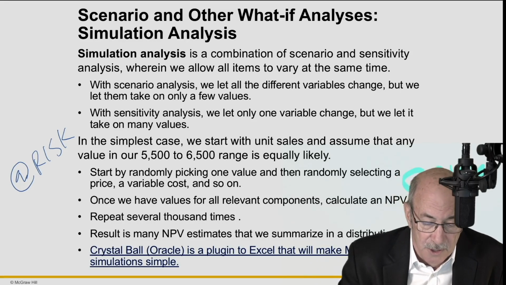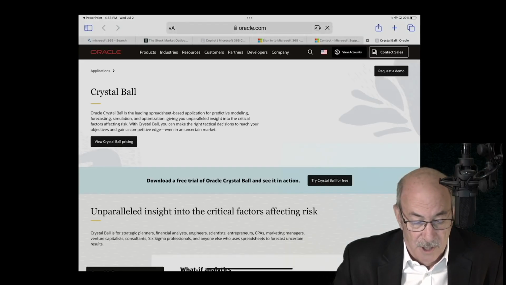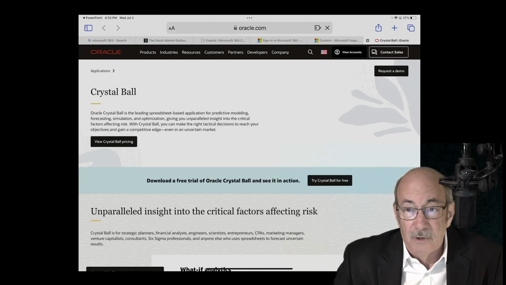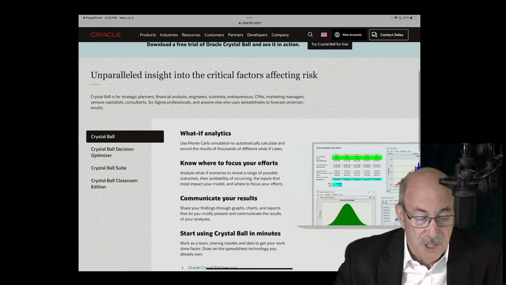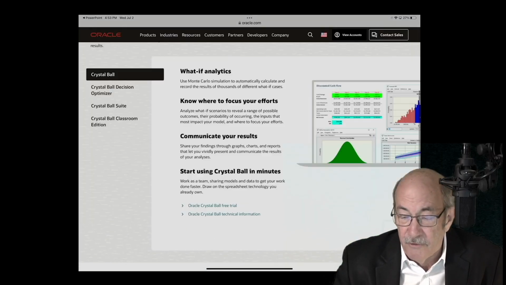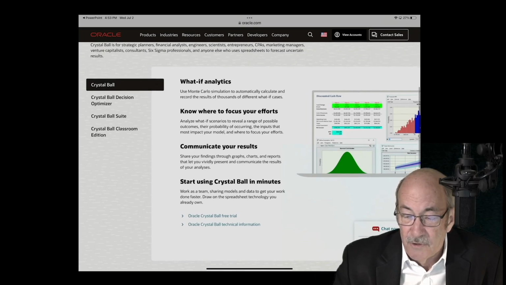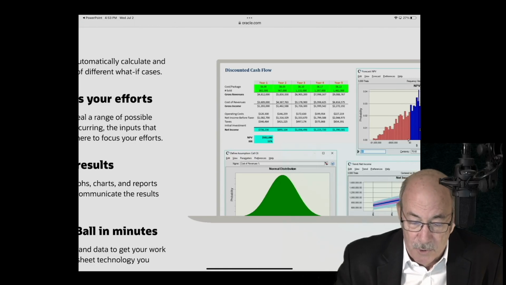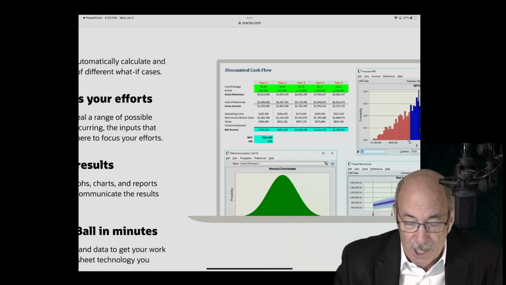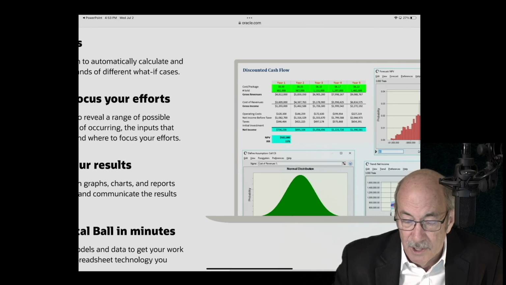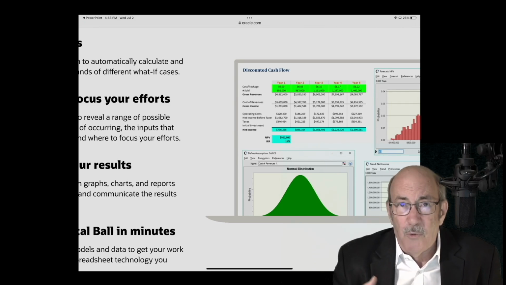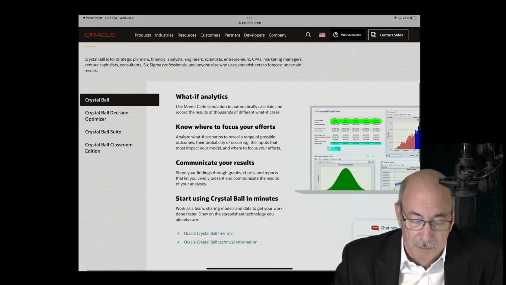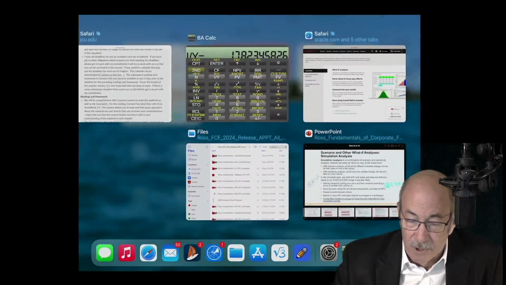This Crystal Ball is a little less expensive, and you can go to the website and look at it. You can actually download a trial copy of it. But this is the sort of look that you get on your spreadsheet. This is what we call, when we parameterize it, we put a distribution around it. So this is actually a normal distribution. And we can do that with all of the variables that we are estimating with some level of risk.